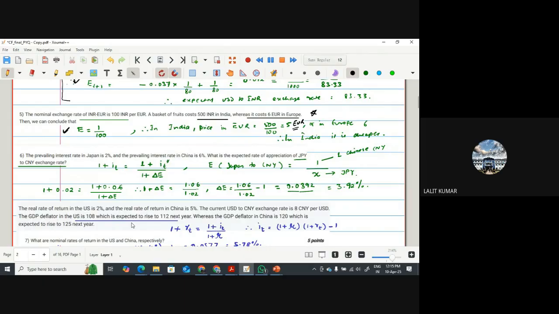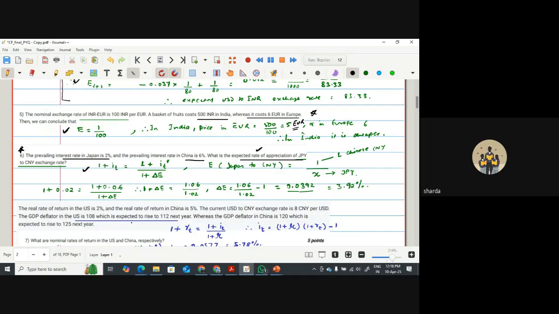The next question is the same again, which we solved earlier. The prevailing interest rate in Japan is 2%, China is 6%. What is the expected rate of appreciation of Japan to Chinese exchange rate? So here they're basically asking delta E. So this is the expected rate of appreciation. So we straight away fit this formula and we get the value of delta E. Is this okay? This one?